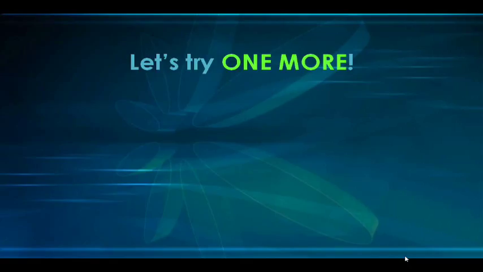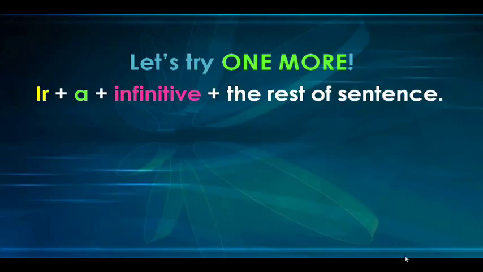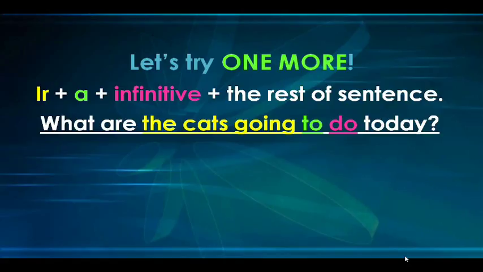Let's try one more. Again, we're going to use ir a infinitive, and then anything else we're going to add to the end of the sentence. Now this is going to be a question, which the word order is going to seem a little funny, because as we have learned in the previous chapter, the word order for questions is a little different than a normal declarative sentence. So let's ask, what are the cats going to do today?